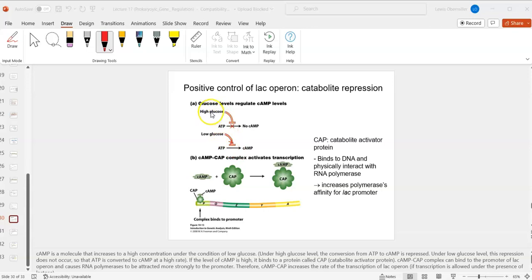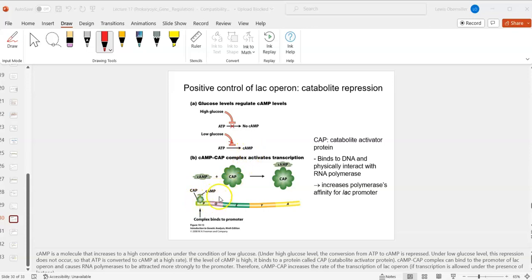So basically, what this is showing is in high glucose, you're making more ATP, and higher ATP affects the production of cyclic AMP. And in low glucose, the ATP levels are low, and so you get higher levels of cyclic AMP. So anyway, let's just forget about ATP's role in this and just say high glucose equals no cyclic AMP, low glucose equals high levels of cyclic AMP.